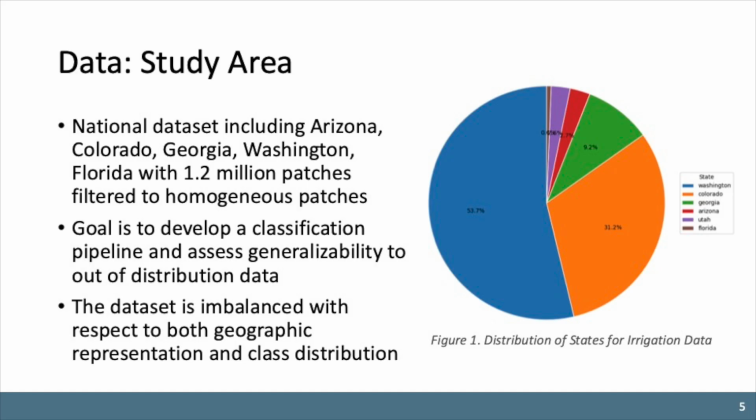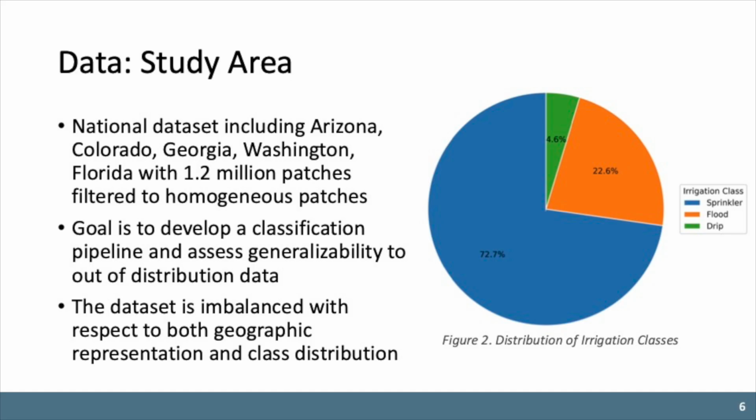Our dataset is imbalanced with respect to both geographic and class distribution. You can see here that a lot of our data comes from Washington and Colorado, with very little from other states. And here that most of our data is sprinkler with a little bit of flood and barely any drip.